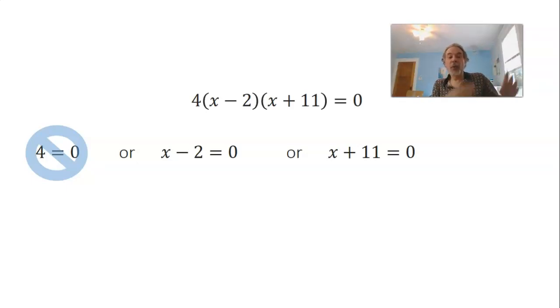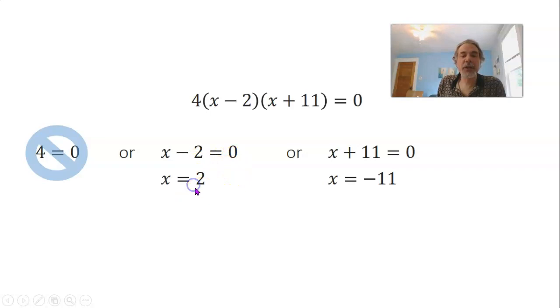So no matter what's going on with x, 4 is never going to equal 0, which means this isn't going to do anything to give us a solution to the equation. We can pretty much ignore this as far as solving the equation is concerned. But we are going to look at these other two factors. x minus 2 could equal 0 when x is 2. Add 2 to both sides.